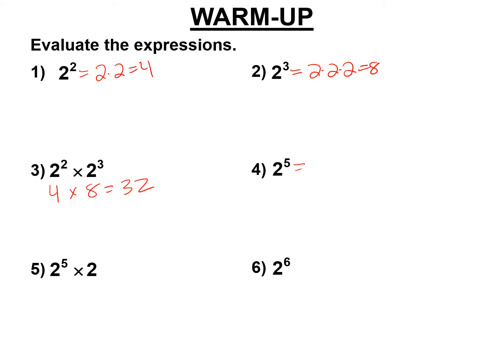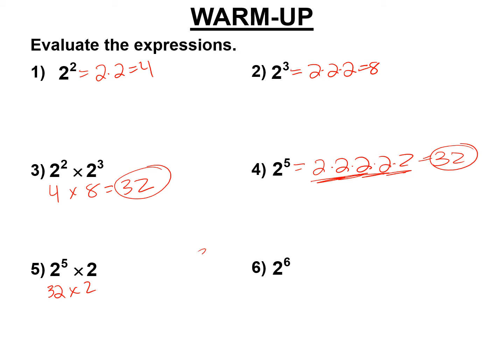Now what's 2 to the 5th power? It's 2 times 2 times 2 times 2 times 2. 2 times 2 is 4, times 2 is 8, times 2 is 16, times 2 is 32. These two have the same answer. Now we just said 2 to the 5th was 32, and what's 32 times 2? Oh, that's 64. Now what do we think 2 to the 6th is?